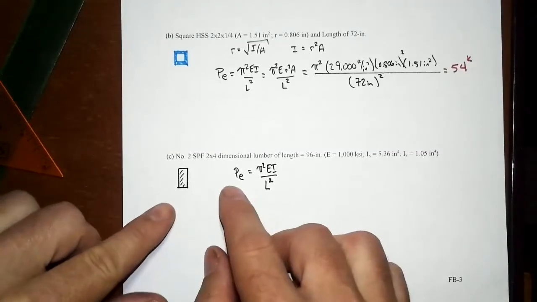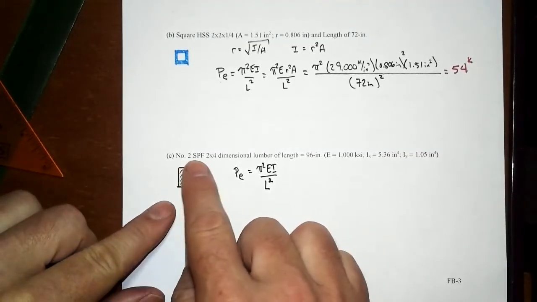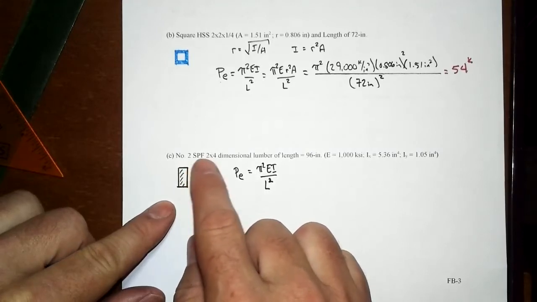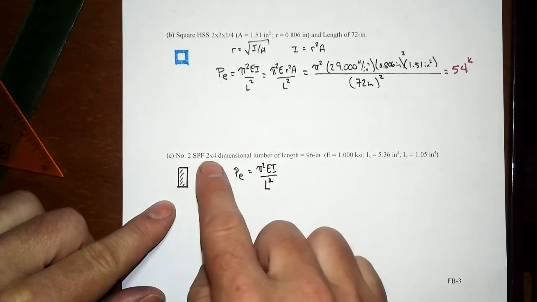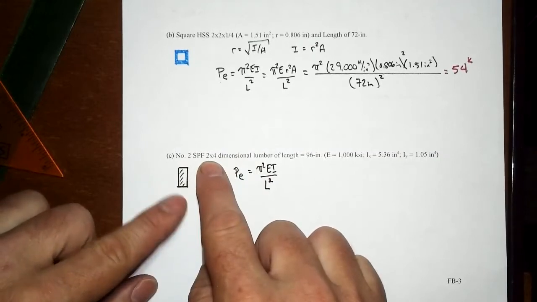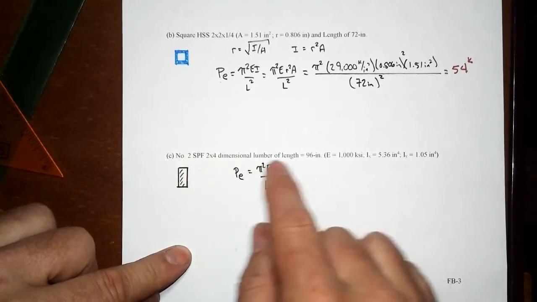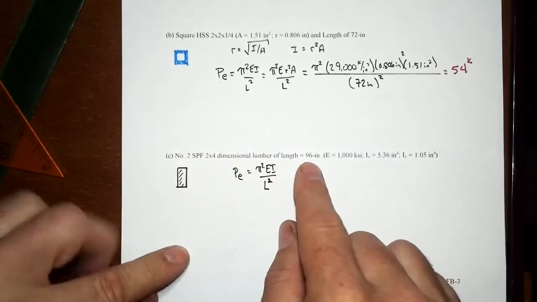In this third example, we've got a number 2 spruce pine fir, which means that we have wood. It's a 2x4 dimensional lumber, which means that it's not actually 2 inches by 4. That's a nominal dimension that then is dressed down. And typically for our engineering calculations, we say 1.5 by 3.5. Right? Its length is 96 inches.